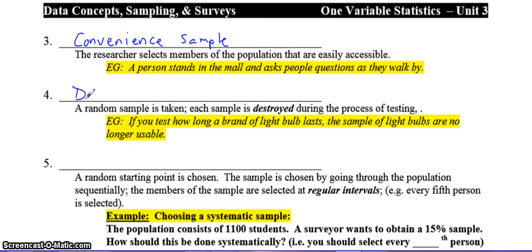Number 4, a destructive sample is when you are sampling items and they are no longer usable after you have sampled them. So a random sample is taken. Each sample is destroyed during the process of testing. So for an example, if you test how long a brand of light bulbs last, the sample of light bulbs are no longer usable.